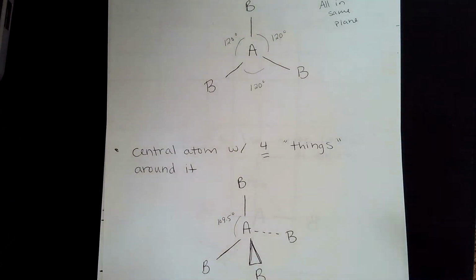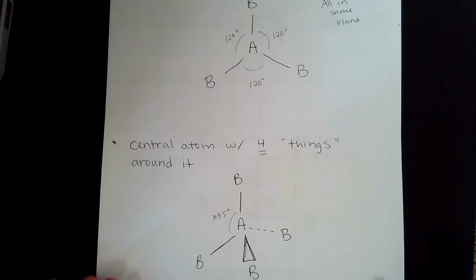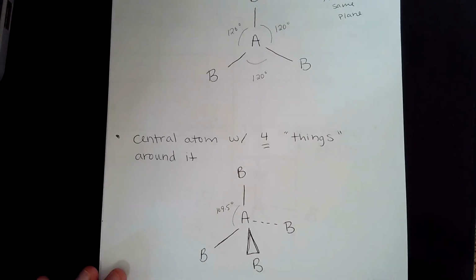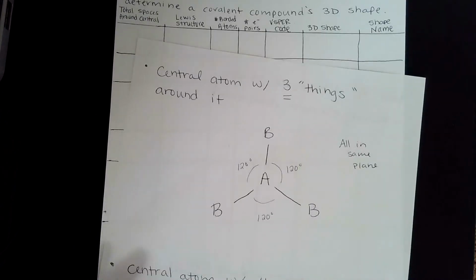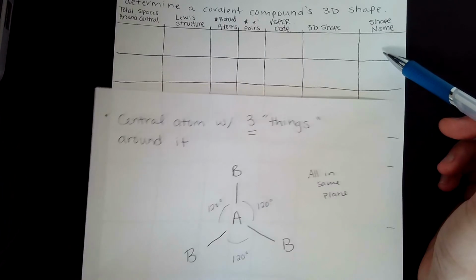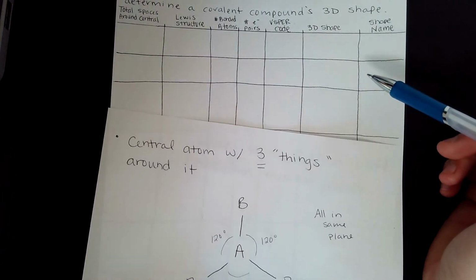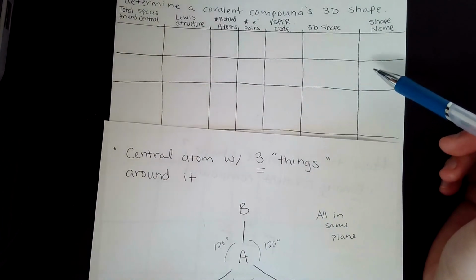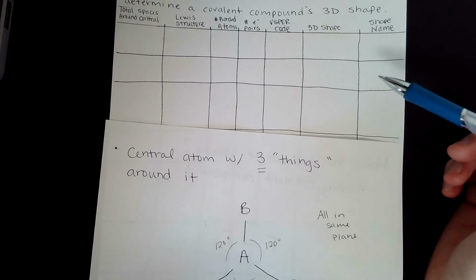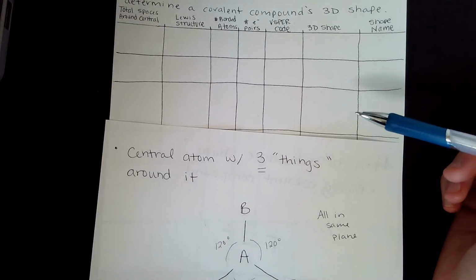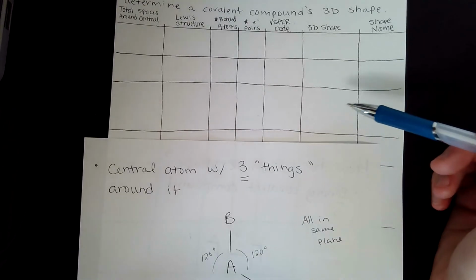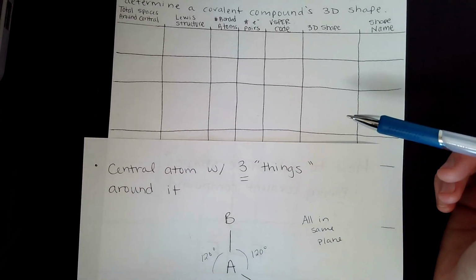So what we are going to do is we are going to use all of these 3-dimensional shapes to help us determine the 3D shape and the names for different Lewis structures and for different covalent compounds. Like most things in chemistry, the vocabulary is a lot more difficult than the actual process. So pause the video as needed to fill out this table.